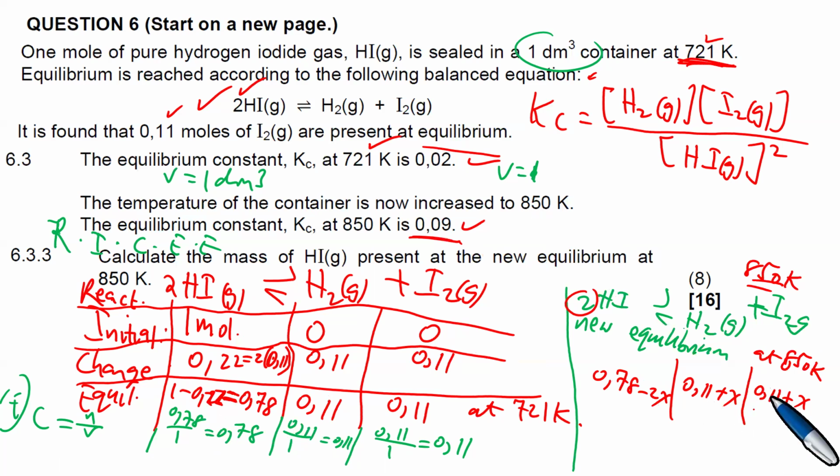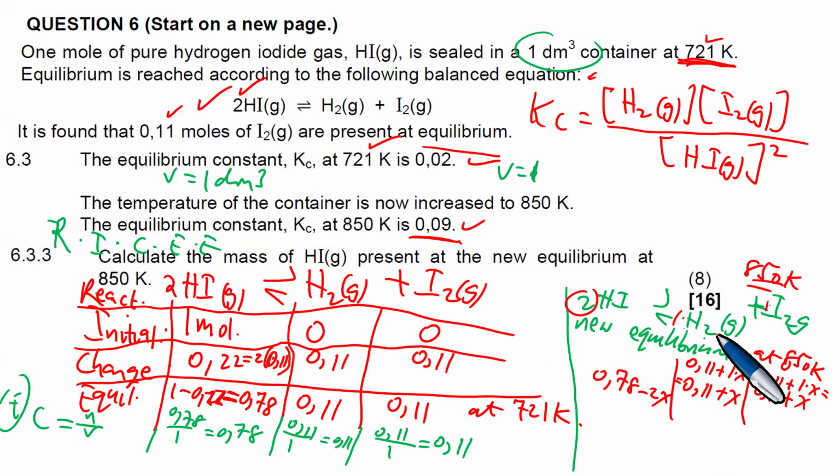So we say plus X. Why plus X? Because there's a one here. In principle, you can say plus 1X. And then here, because it's 0.78, we say minus 2X. So you can say 0.11 plus 1x, and 0.11 plus x. For the 0.78, we subtract 2x, because why?